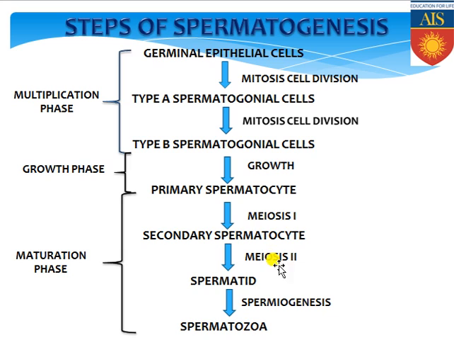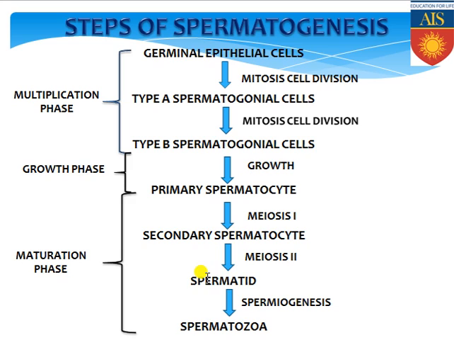And just as it passes through meiosis 2, it forms the next stage, the spermatid. Keep it in your mind, a spermatid is also a haploid cell, or rather it can be called the precursor of the spermatozoa, because after spermatid formation there is one more mechanism, known as spermiogenesis. Up to spermatid formation you can consider it spermatogenesis, but after spermatid formation the next mechanism taking place is spermiogenesis. Why?